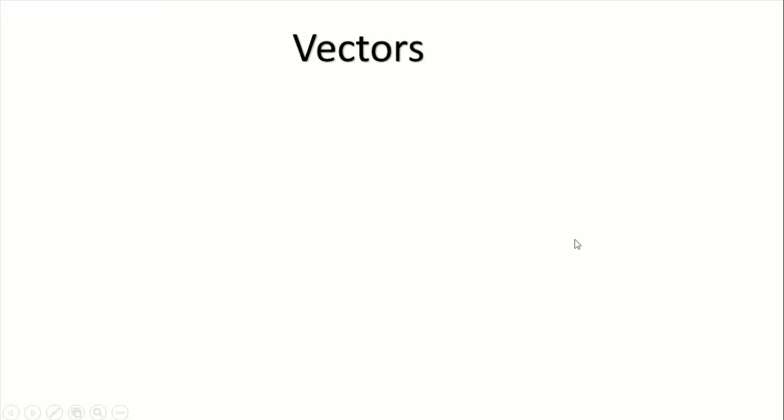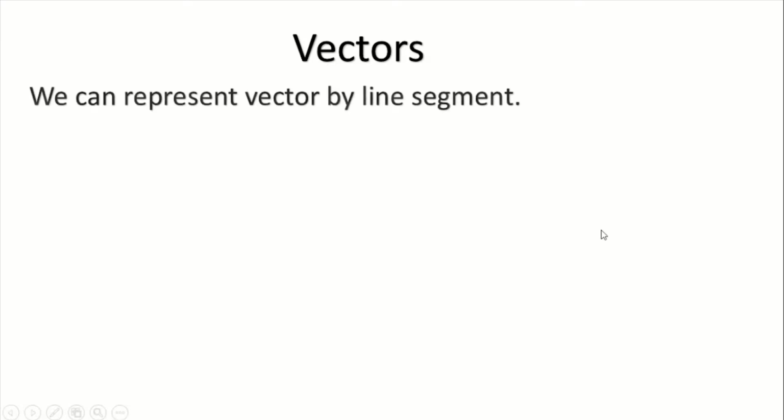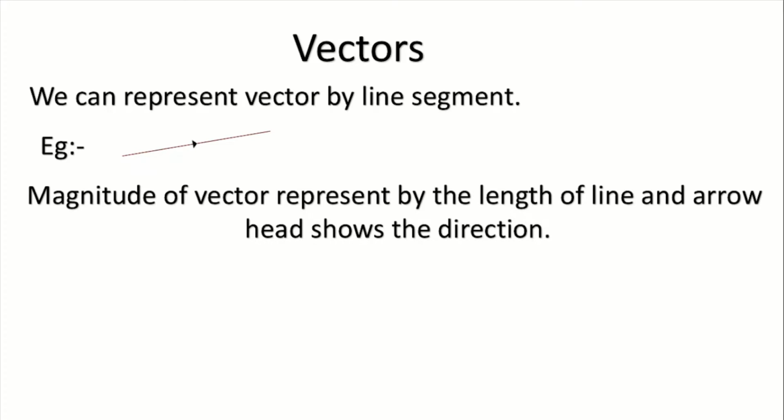Today I am going to talk about some vector properties which we can use in advanced level mathematics paper. We can represent a vector by a line segment. As an example, I draw a straight line and an arrowhead on it. The magnitude of a vector is represented by the length of the line, and the arrowhead shows the direction. The magnitude of the vector we also call the modulus of the vector.